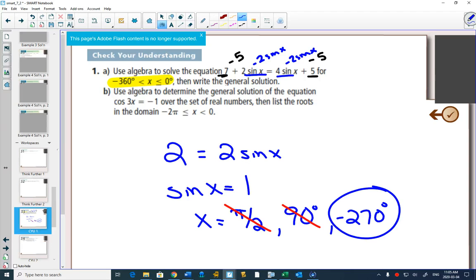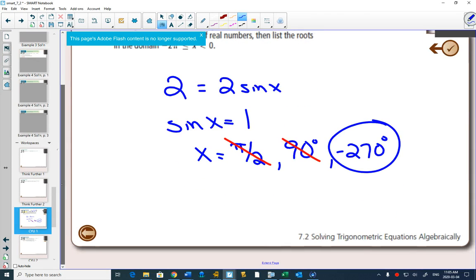So, in fact, up till now, there's nothing different with question 1a to a question you would have gotten in grade 11. There's no grade 12 topics yet in this question. You solved the same question in grade 11. Oh, negative 360 to 0 you didn't. You would have done 0 to 360 in grade 11. And now it also says write the general solution.